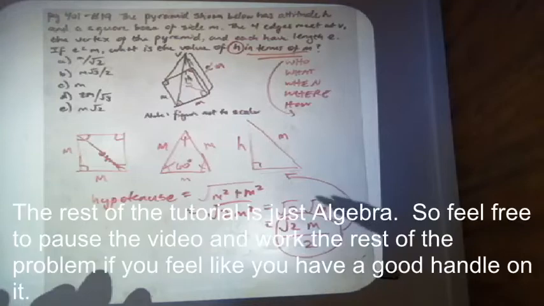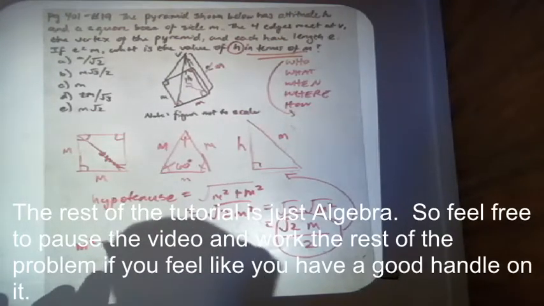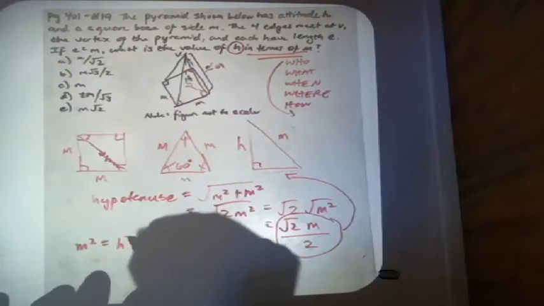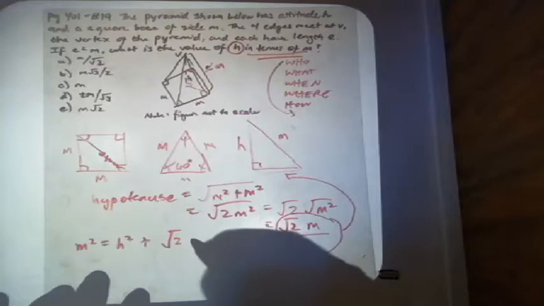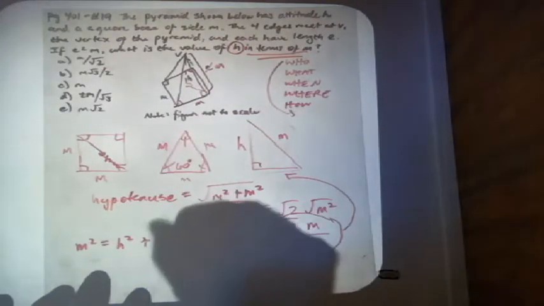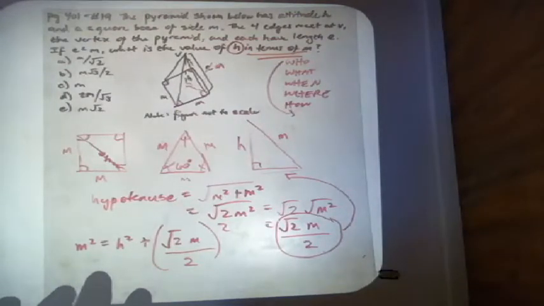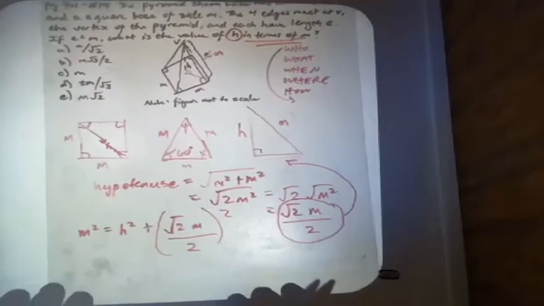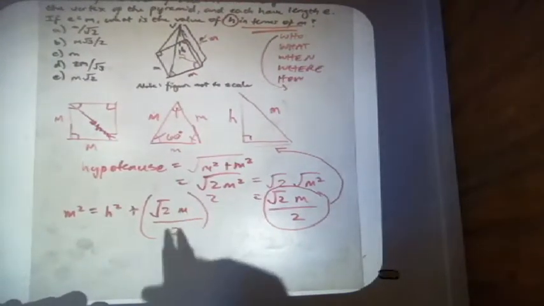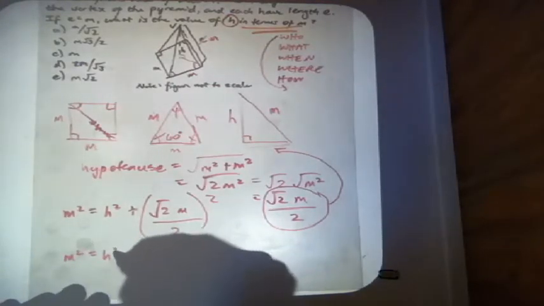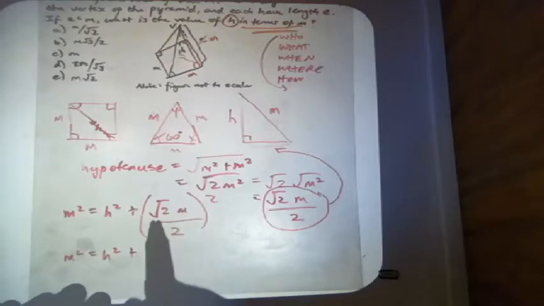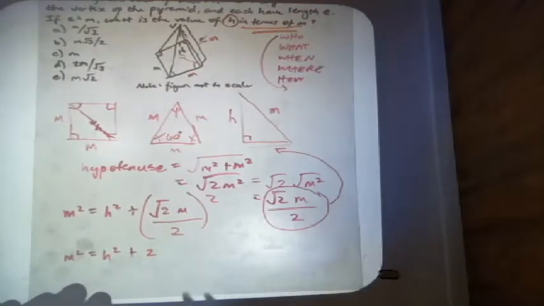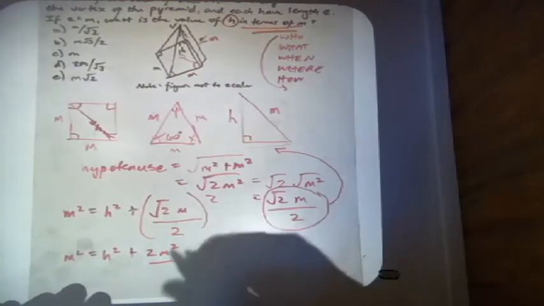We're going to do that using the Pythagorean theorem that says the hypotenuse squared is equal to the sum of the legs squared: h squared plus this guy squared, root 2 m over 2, squared. All right, so now we have to do some algebra, and I'm going to need to actually square this term here. I'm going to move this up slightly so you can see this. When I square this term, I get root 2 squared, because I can distribute the square to every term in here. Root 2 squared is just 2, and then m squared over 2 squared, which is 4.